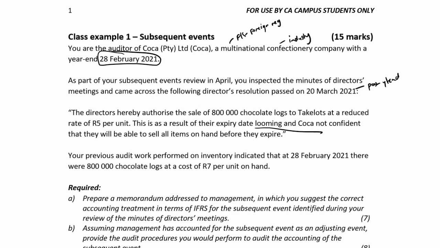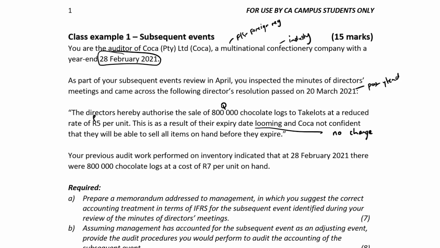The expiry date didn't change from 28 February to 20 March, so there was no change here. It's just that now all of a sudden they realize that they need to get this sold ultimately in bulk because they won't be able to sell it elsewhere. So here you've got a quantity and here you've got a price that it's being sold at.